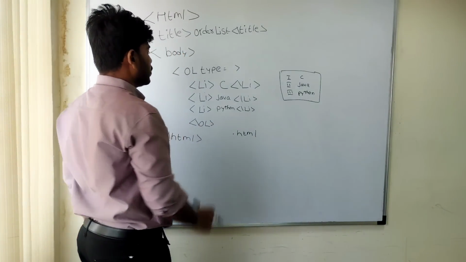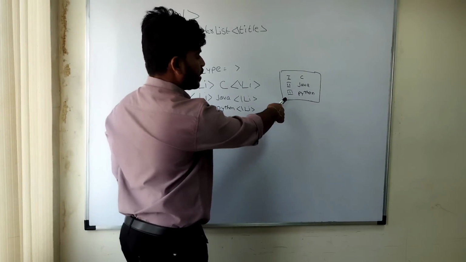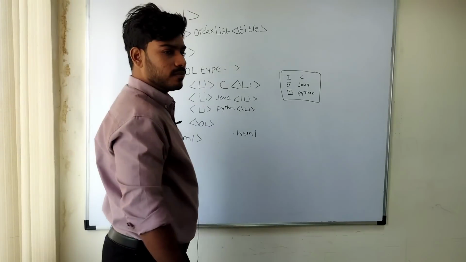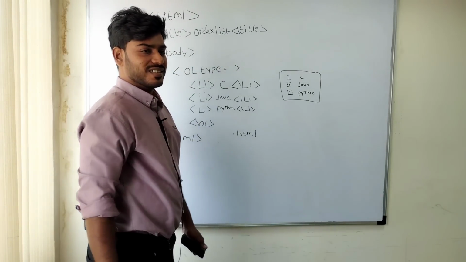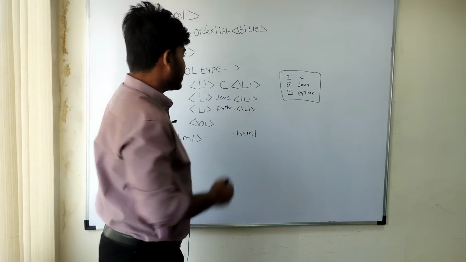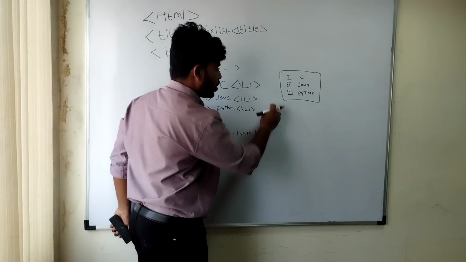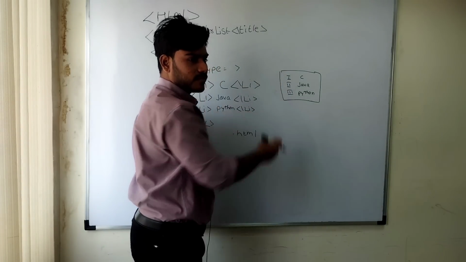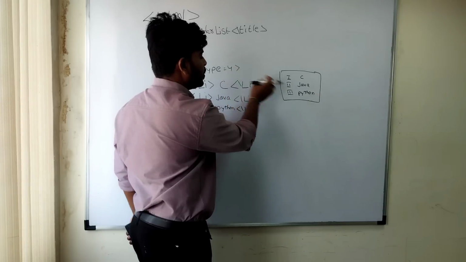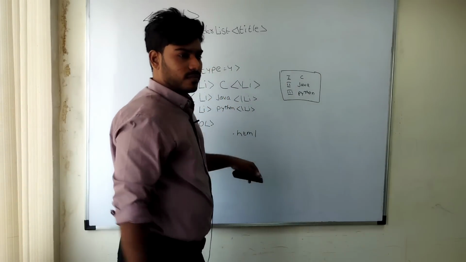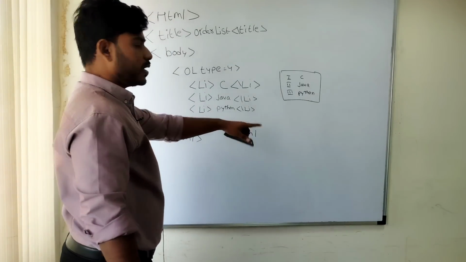Yes, capital I indicates uppercase, and lowercase i gives lower Roman numbers. But you are saying keeping 1 and you are saying it as Roman numbers, you are confusing, right? For example, if I want to print 4, 5, 6, it must be type 4 here. After that, it will be printed 4, 5, 6. Okay, like that. That is called an ordered list.